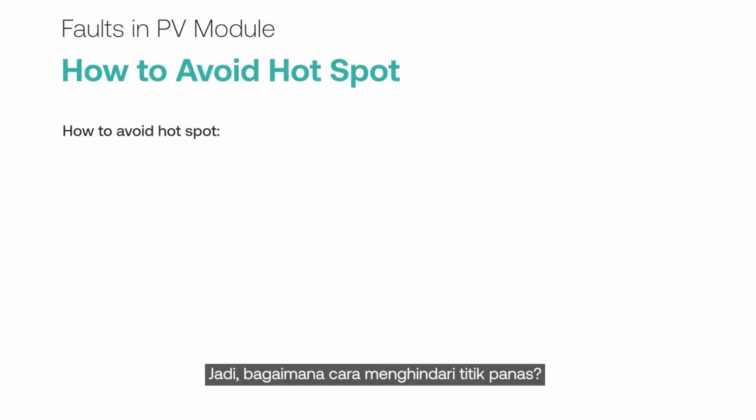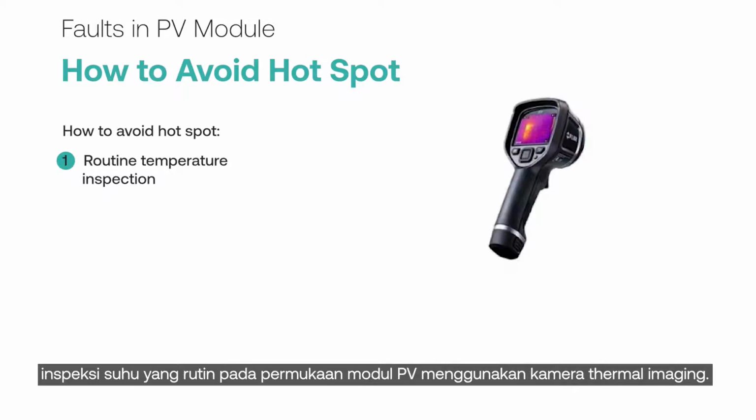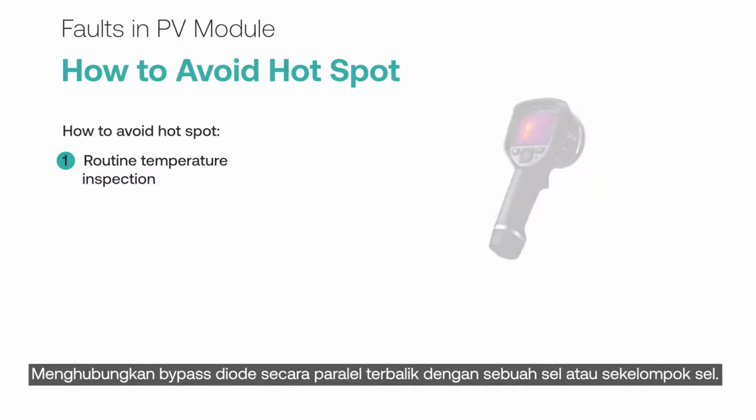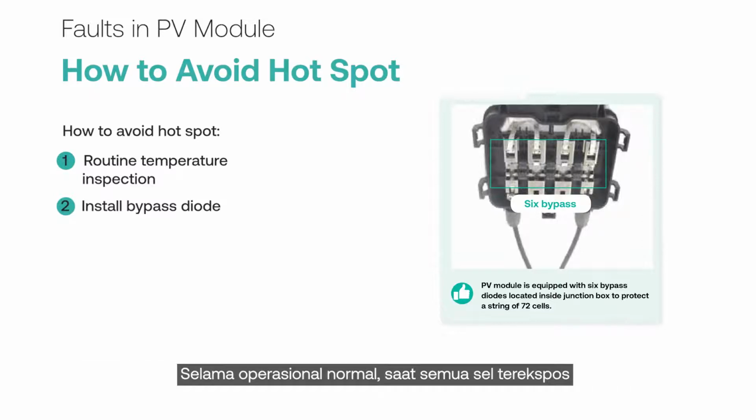So, how can we avoid hotspots? Early detection of hotspots can be done by routine temperature inspection on the PV module surface using a thermal imaging camera. Connect a bypass diode in reverse parallel with a cell or group of cells. During normal operation, when all cells are exposed to sunlight, they generate electricity. The bypass diode starts operating when one or more cells are shaded.